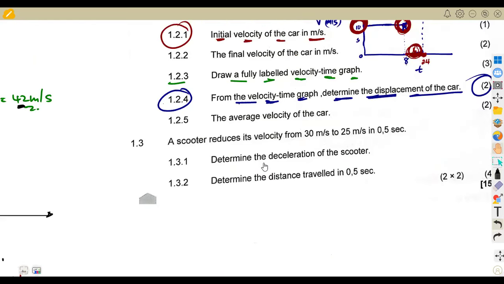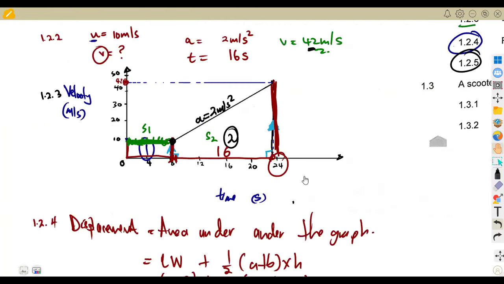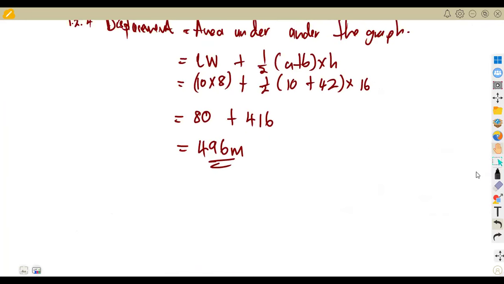Still on question 1.2, 1.25: the average velocity of the car. The average. This is not a velocity at a point, because they can ask you for the velocity at a point where time is this. But the average is for the whole journey. This is the velocity for the whole journey. So the average velocity for the whole journey is simply the displacement over time. That's how you calculate the average velocity.